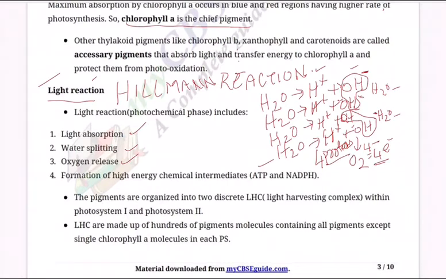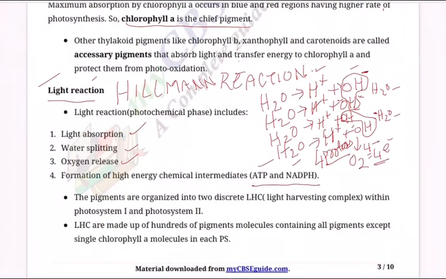That means basically during light reaction, light gets absorbed by the chlorophyll pigments within the 400 to 700 nanometers range, and during this light absorption, water splits and forms the release of electrons and protons, and oxygen is the byproduct along with the water. So oxygen release, formation of high energy chemical intermediates. During this entire process of light reaction, ATP and NADPH will be formed.